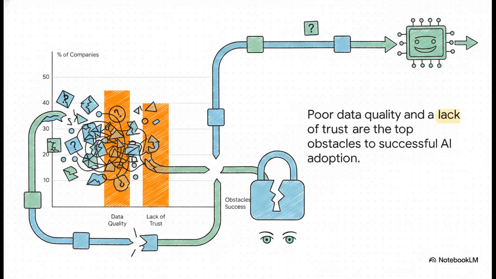And hey, this isn't just a vibe. The numbers absolutely back it up. Just look at this chart. When companies are asked what's holding back their AI success, what are the top two answers? Boom. Poor data quality and a lack of trust. It's this vicious cycle. Bad data creates the trust gap, and that gap stops progress cold.